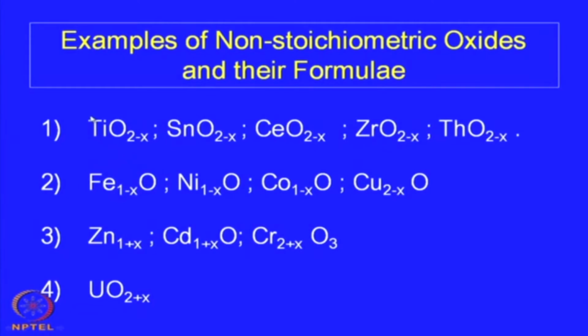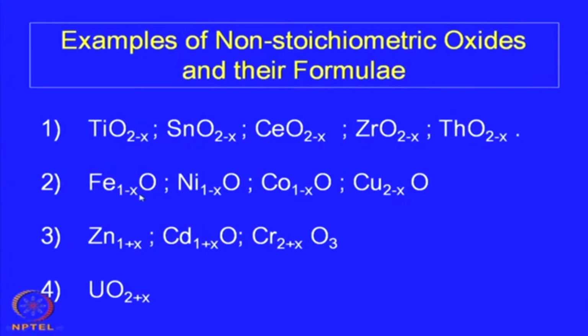For example, TiO2 we have written as TiO2 minus x, and all these have been written as 2 minus x: TiO2 minus x, SnO2 minus x, CeO2 (cerium oxide) 2 minus x, ZrO2 2 minus x, and thorium oxide 2 minus x. All of them are 2 minus x, which means the notation itself indicates that there is an oxygen vacancy. Oxygen vacancy is the predominating defect, and they are oxygen deficient oxides, with oxygen deficiency because of oxygen vacancy.